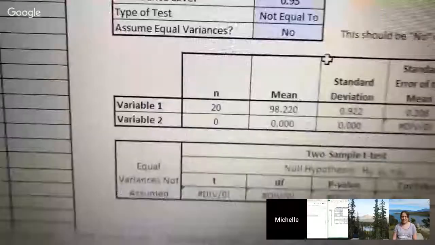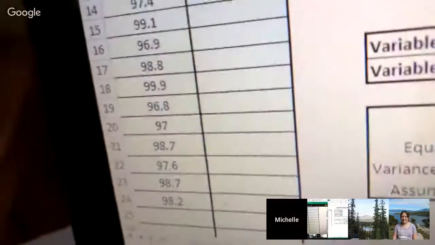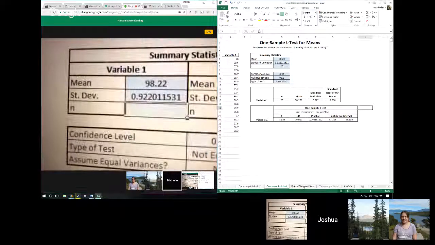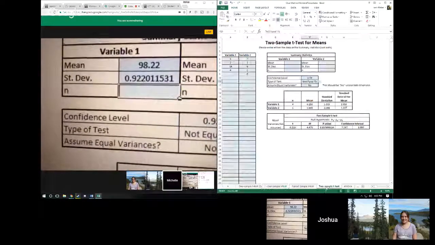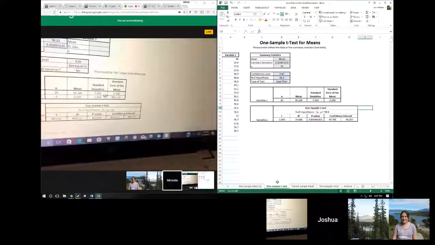Okay, Josh, look at mine. I just flipped it around, so I have all of my numbers there. Oh yeah, that is a different one. And then I think you're in 2 sample? Yeah, you're under 2 sample t-test. You want to make sure you're under 1 sample.